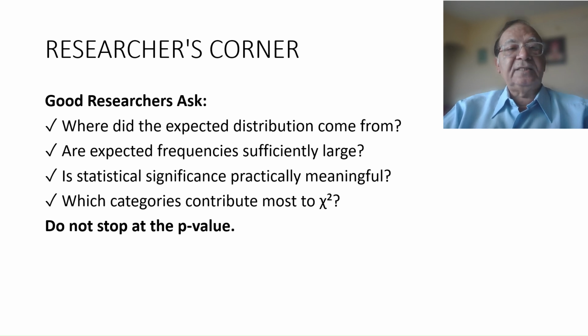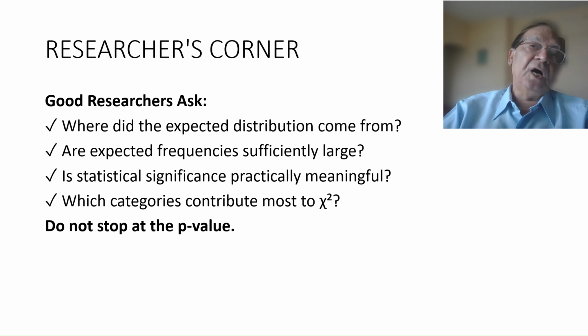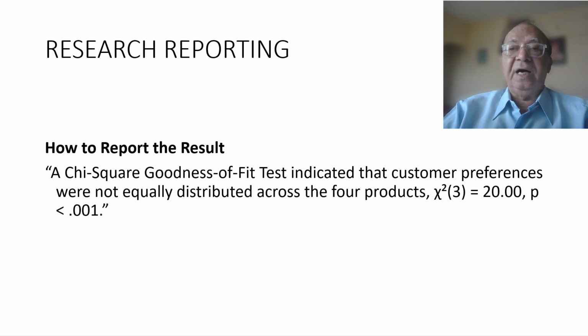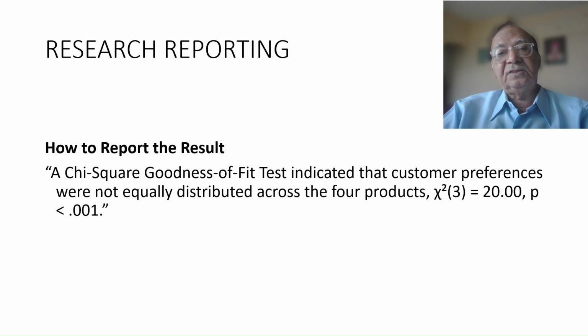Second, examine the expected frequencies. Third, ask whether a statistically significant difference is also practically meaningful. And finally, examine which categories make the largest contribution to the chi-square statistic. In our example, product A and D contribute much more to the chi-square value than product B and C. The p-value tells you that a difference exists. A researcher goes one step further and asks where the difference is coming from.